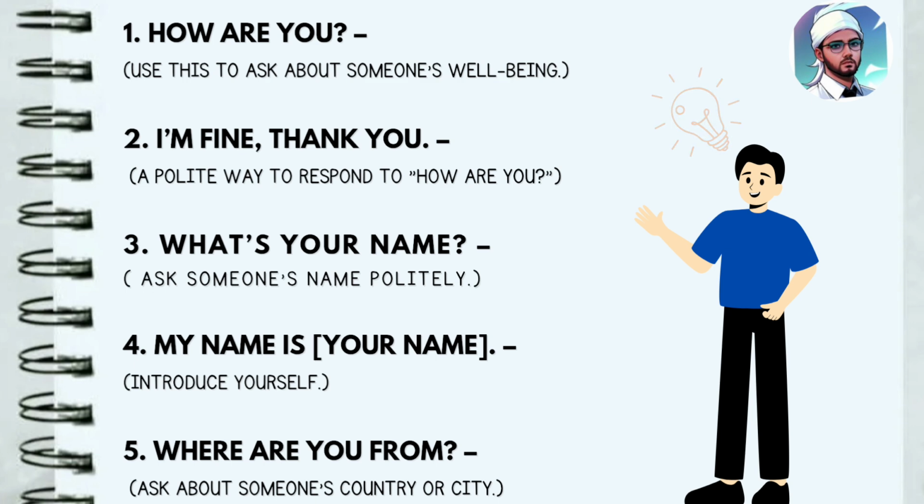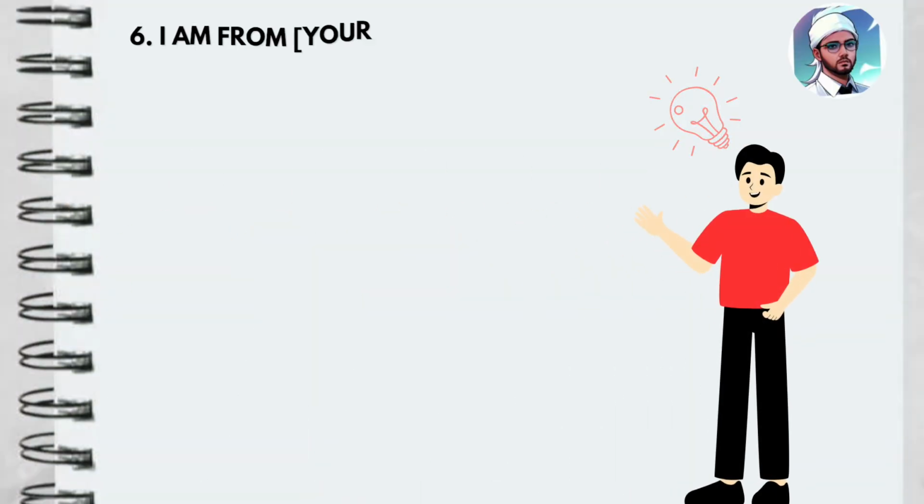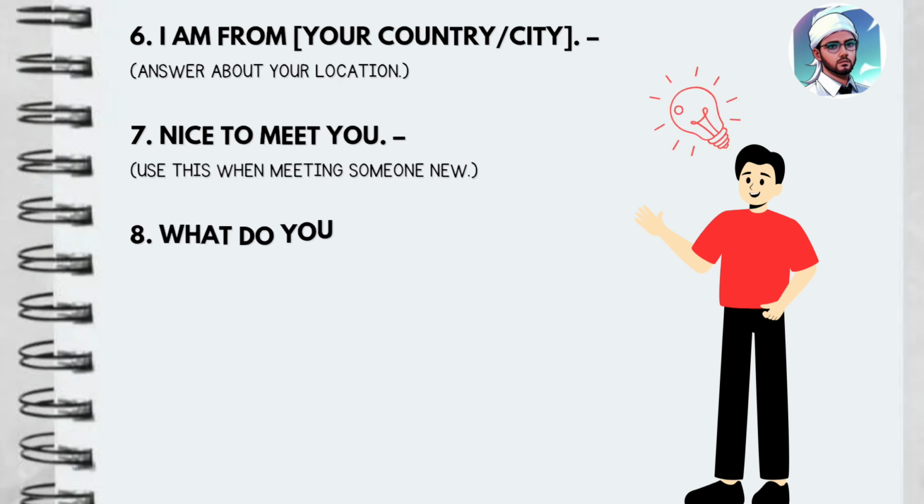Number 4. My name is... your name. Introduce yourself. Number 5. Where are you from? Ask about someone's country or city, or the location where he lived. Number 6. I'm from... Say your city or country. Answer about your location.